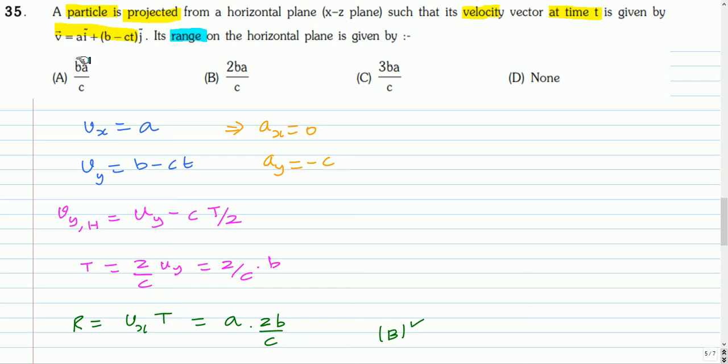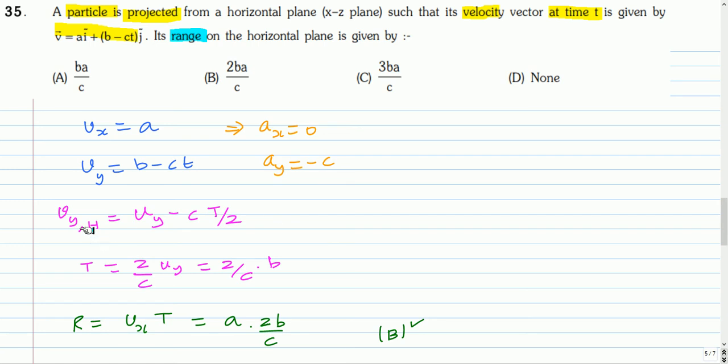So from the velocity vector we get the x component of the velocity as a and the y component as b minus ct. So from this we get the acceleration in the x direction as 0, and by differentiating the y component with respect to time, we get the acceleration in the y direction as minus c.